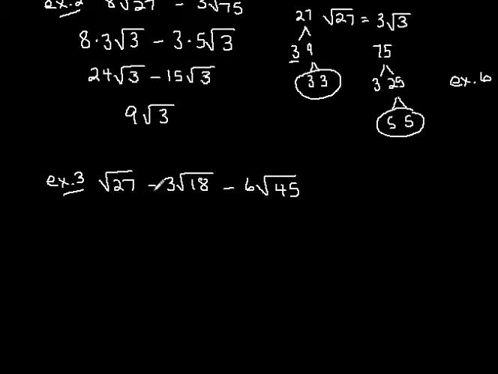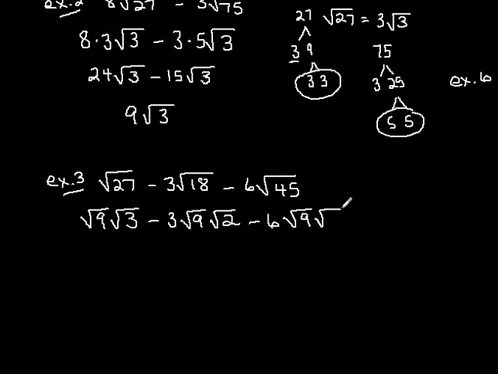Square root of 27 minus 3 square root of 18 minus 6 square root of 45. Now we already did the square root of 27, so that would be the square root of 9 times the square root of 3. 9 is the biggest perfect square that divides into 27. Then we get 3, and this would be the square root of 9 times the square root of 2. 9 times 2 is 18. The first one is your perfect square. And then 45, we get 6. The biggest perfect square that divides into 45 would be 9, and what's left would be 5.